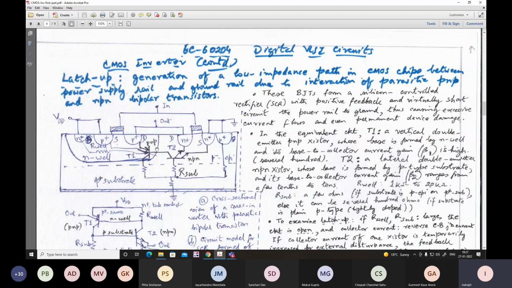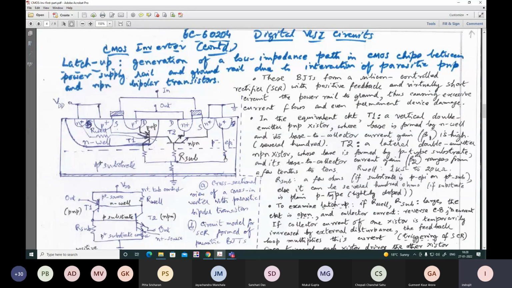is lower. So we say that this is T2 and T1. Beta 2 is not as high as that of the PNP T1. For the PNP, the beta value is quite high, nearly several hundred it can be, but this is a lateral or horizontal transistor, so its beta ranges from a few tenths to just a couple of tens, 20 or 30, something like that. Also, basically, these BJTs, bipolar junction transistors, form a silicon control rectifier with positive feedback, a four-layer silicon control rectifier.